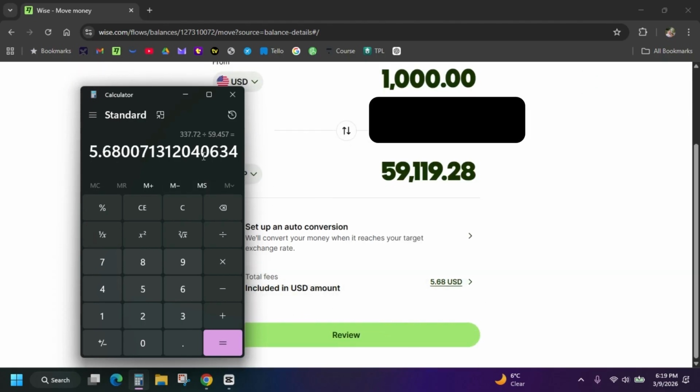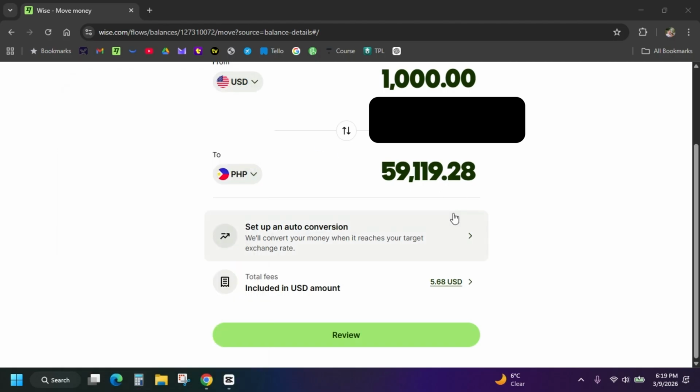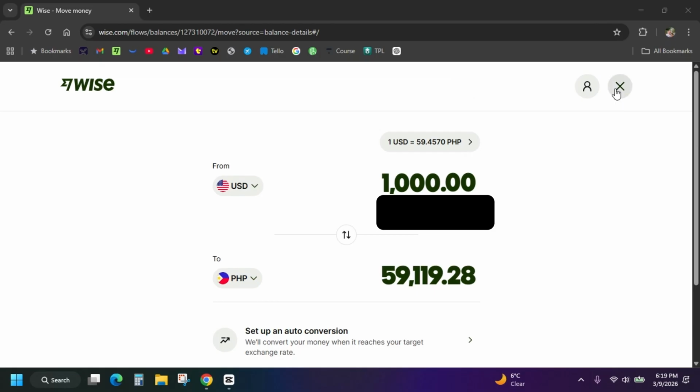I can't believe my math worked. I'm smarter than your average fifth grader, I guess. So anyway, that's the fees to convert money. And there really isn't a fee because it's just coming out of the rate.